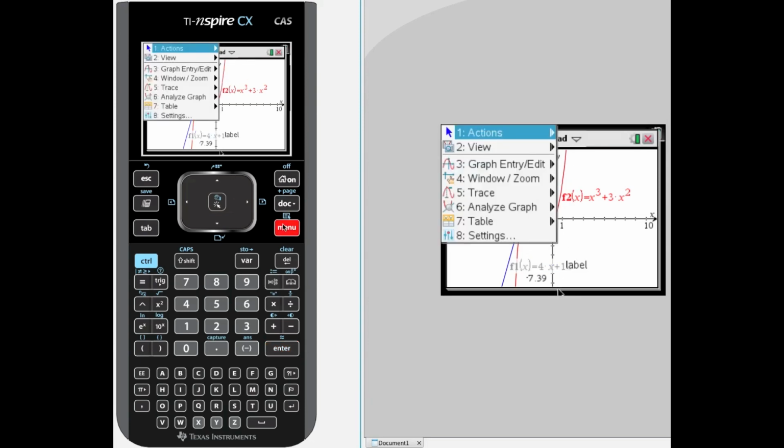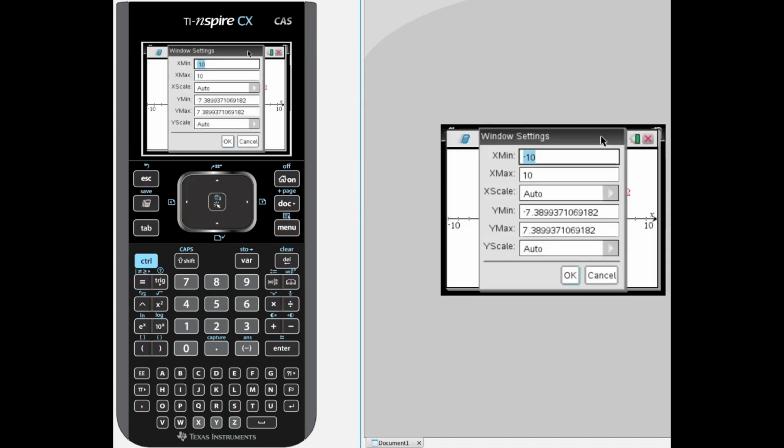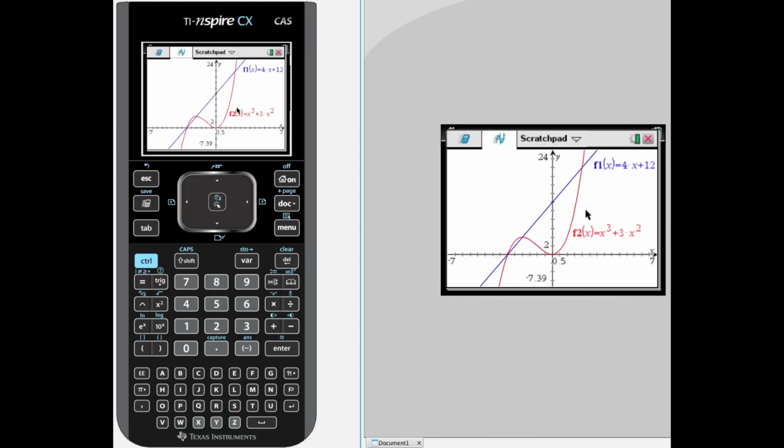So I'm going to go to Menu, go to Window Zoom, and do window settings. We're just going to close up that window a little bit, maybe an X min of -7, and an X max of +7. And we went low enough. Let's let the Y max be 24. There we go. Now I'm not going to find both of these areas. If you understand how to do one, you can do both. So let's find this bigger area here.